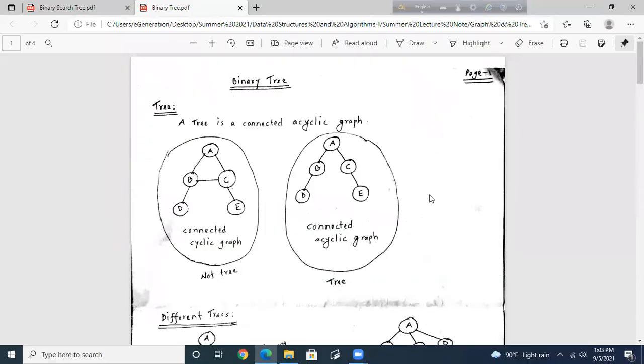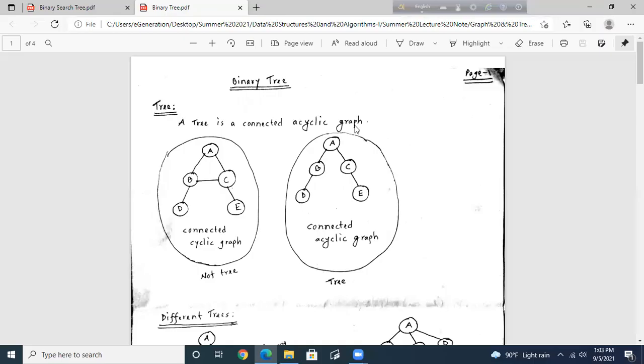Now dear student, binary tree. A tree is a connected acyclic graph. Now I am talking about the tree, binary tree. A tree is a connected acyclic graph. So dear student, this is not a tree. Why is this not a tree? Because there is a cycle. According to the definition of a tree, a tree is a connected acyclic graph.